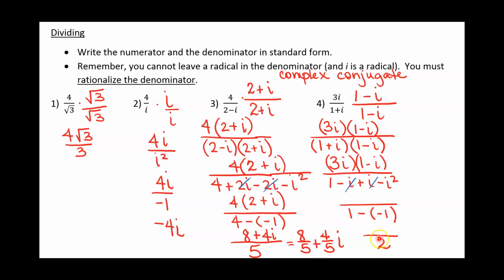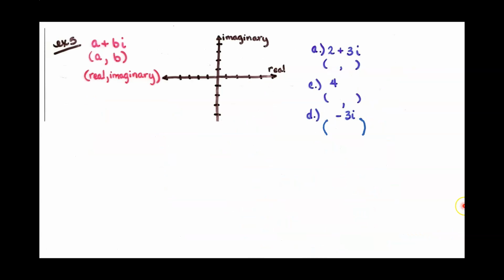Is that 2 going to cancel with anything in the numerator? No, so I might as well go ahead and distribute. 3i times 1 is 3i, and 3i times negative i is negative 3i squared. All right, what is i squared again? It's negative 1. So if I have a negative 3 times a negative 1, that'd be a positive 3. And then last, I want to break that apart to write it in standard form, a plus bi.